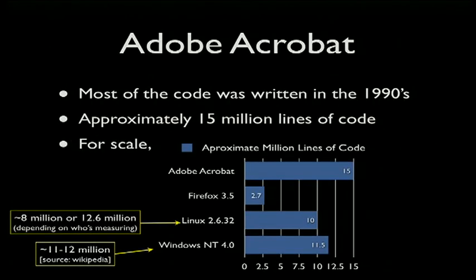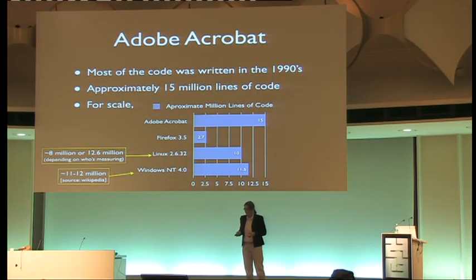So, Acrobat was written mostly back in the 90s. It's about 15 million lines of code. To put that in perspective, Firefox is about 2.7 million lines of code. I'm pretty sure the 15 million includes like Flash and QuickTime or something, I don't know. But it's got a lot of stuff built into it.